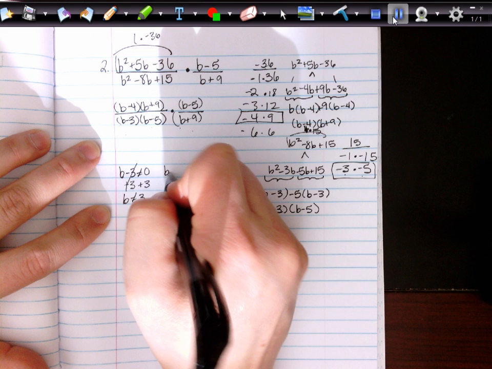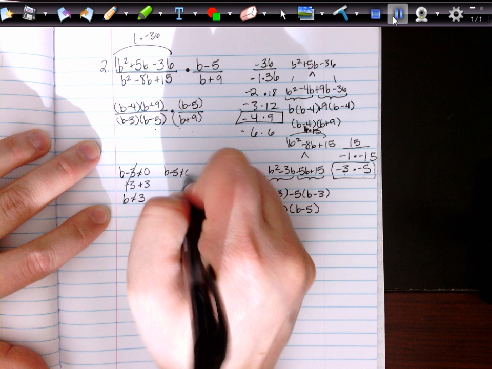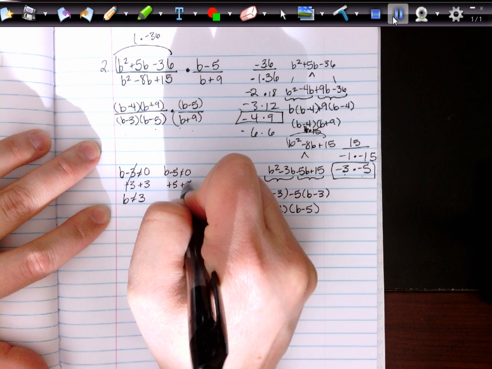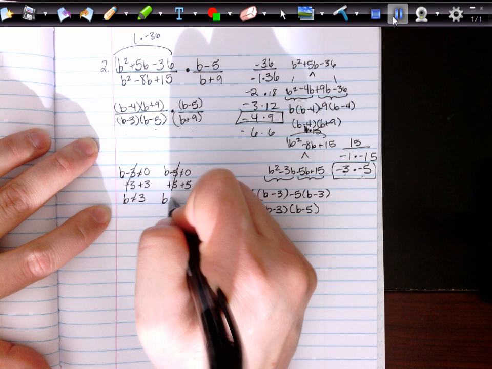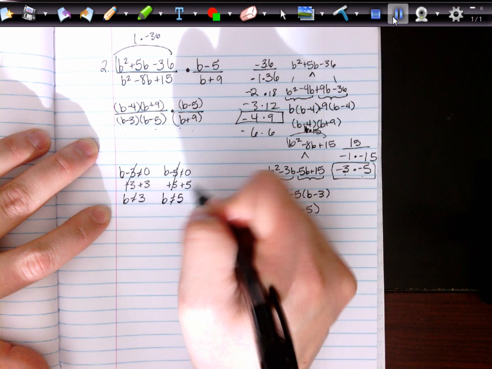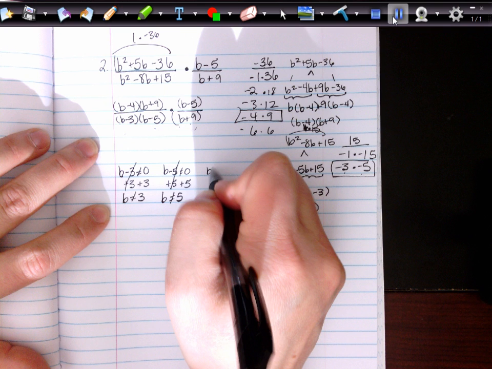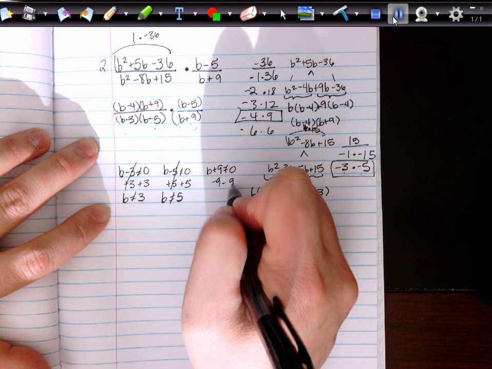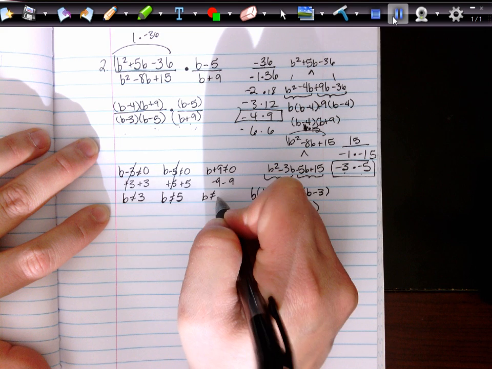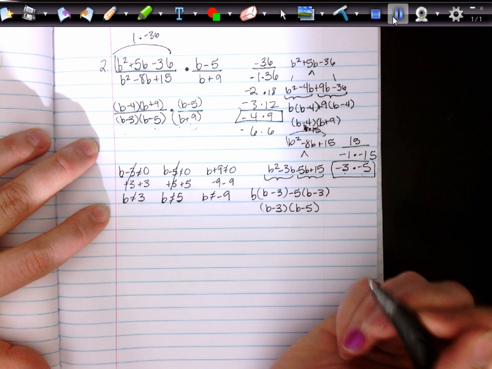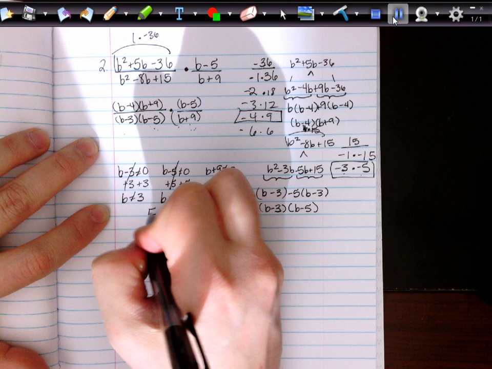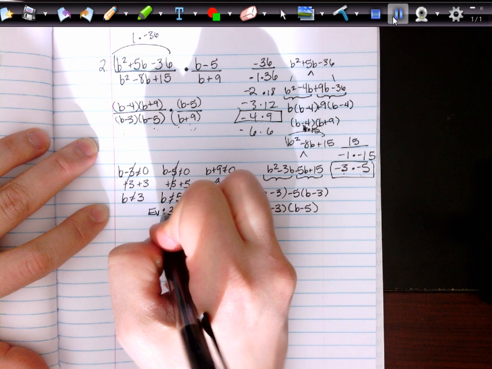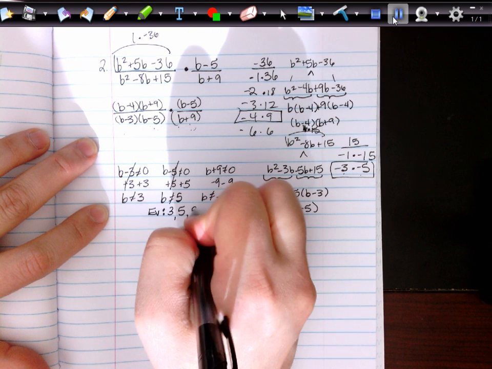Next, b minus 5 cannot equal 0. So I have to add 5 to both sides, which means that b cannot equal 5. Here, b plus 9 cannot equal 0. So I have to subtract 9 from both sides, and b cannot equal negative 9. So my excluded values are 3, 5, and negative 9.